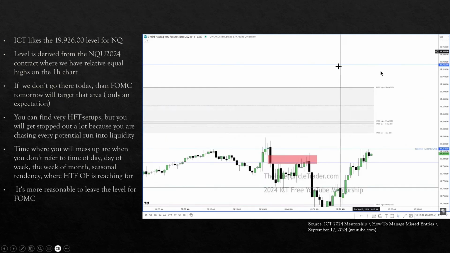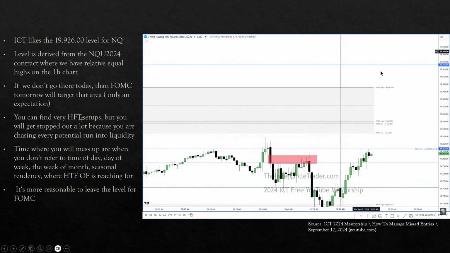ICT mentions the 926 level for NQ. This level is derived from the NQ September 2024 contract, where we have relative equal highs on the 1 hour chart. And if we don't go there today, this was his statement, then FOMC will probably target that area, but this is only a vague expectation by him that could change if we come closer to the time before the news release.